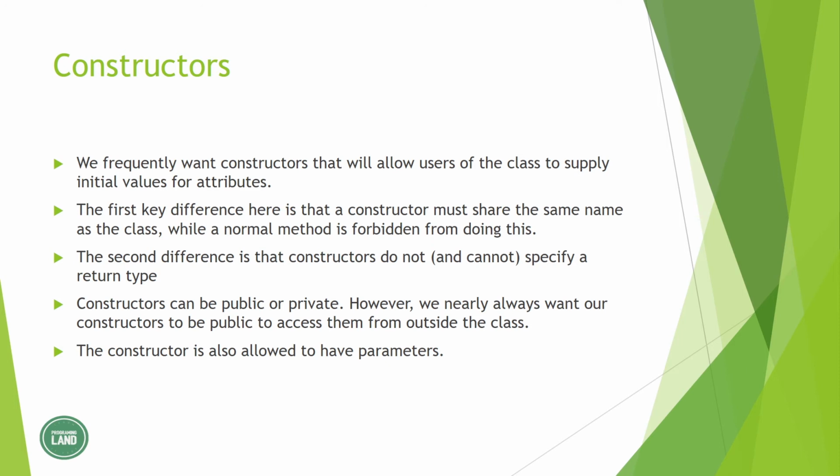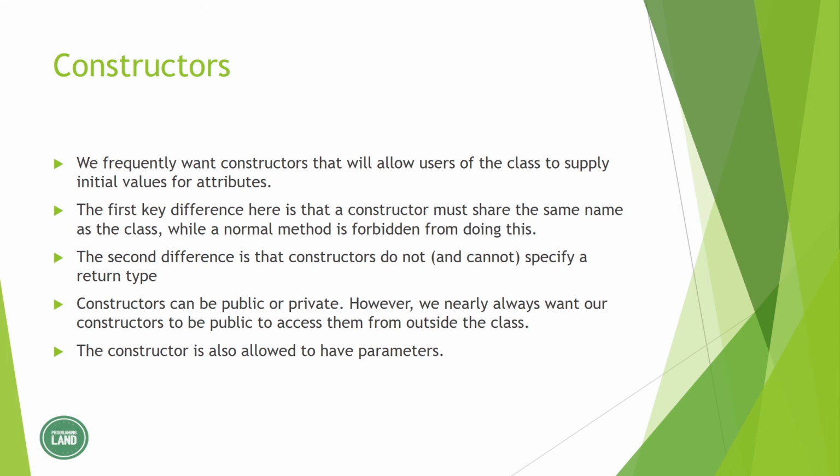I'll show you how we can define a constructor, and also we don't need to have just one constructor. We can have 2, 3, or as many constructors as we want, but we have to bear in mind that if you want, for example, 2 constructors, their arguments must be different. For example, sometimes there is a constructor without any arguments, but there are also other constructors with 2 or 3 arguments. And the second difference is that constructors do not and cannot specify a return type. They do not return anything.